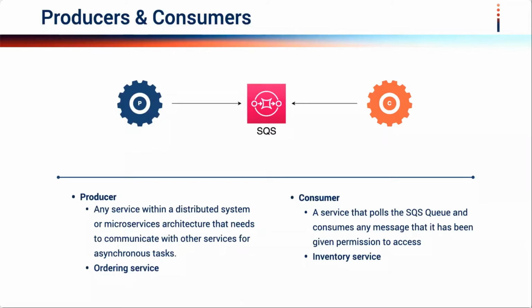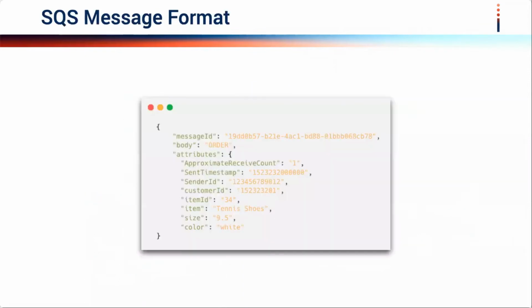On the other hand, the consumer can be any service or group of services that needs to access messages from the producer. It's important to note that the consumer can only access messages that it has been granted permission for. Here we can see an example of a typical message that would be sent to SQS serialized in JSON format. We have the message ID to identify the message, the body for important text to be provided with the message, usually for descriptions, and finally some attributes that provide additional metadata about the message content or purpose.